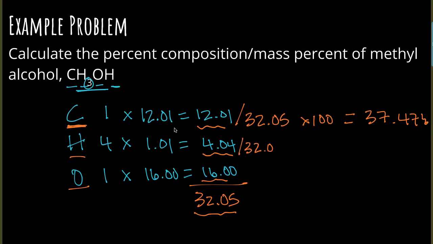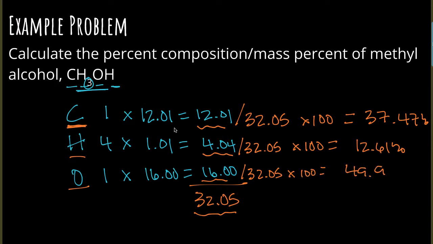Hydrogen divided by 32.05 times 100. That gives me 12.61% hydrogen. Oxygen divided by the total times 100, and that gives me 49.92%. So my percent composition of carbon is 37.47%, hydrogen 12.61%, oxygen 49.92%. The other thing you'll notice is that your percentages should add up to either 100% or really, really close to 100%, like 99.99%.